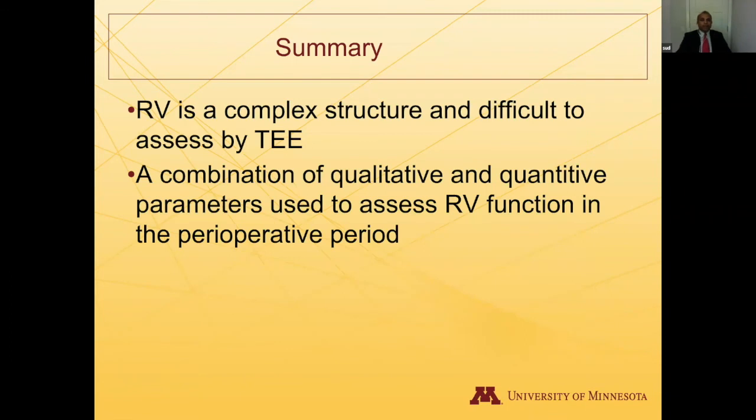So in summary, the RV is a complex structure and not easy to assess by TEE because of its more anterior relation to the chest wall. We have a number of parameters that we can use to assess the RV function, but a combination of qualitative and quantitative parameters is used in the perioperative period. Mostly it's qualitative and maybe a couple of the quantitative ones, the measured TAPSE or the fractional area change. If I had to choose two of them, I would use the measured TAPSE and the fractional area change. And that's my talk.